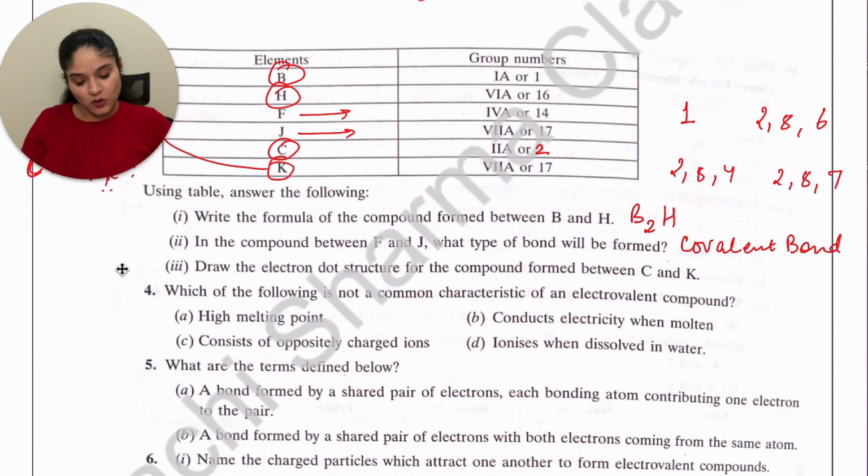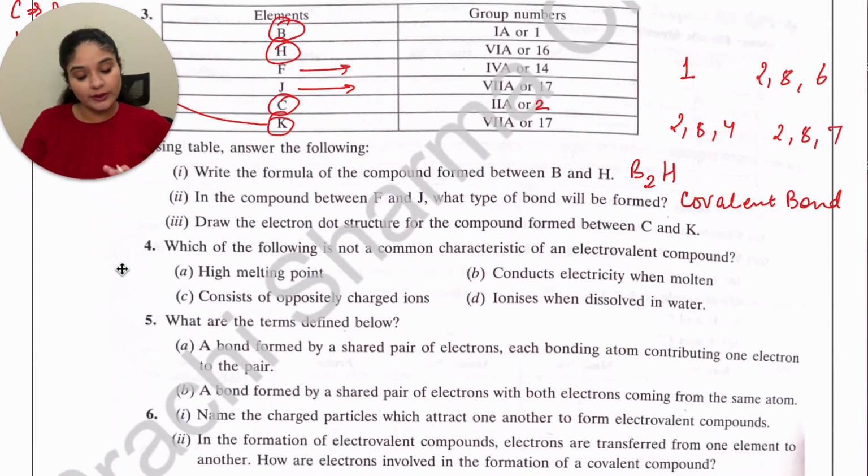Now moving on, which of the following is not a common characteristic of an electrovalent compound? High melting point, conducts electricity when molten, consists of oppositely charged ions and ionizes when dissolved in water. So ionic compounds do not ionize. So ionizes when dissolved in water is not a common characteristic of electrovalent compounds.